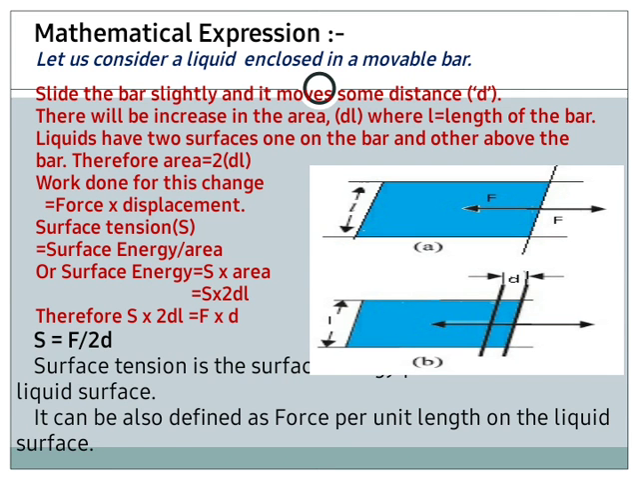Since surface tension is the surface energy per unit area, or surface energy divided by the area, surface energy is equal to surface tension into area. It is equal to S into 2dl. So, S into 2dl is equal to F into d. Therefore, S is equal to F by 2d. It can also be defined as force per unit length on the liquid surface.